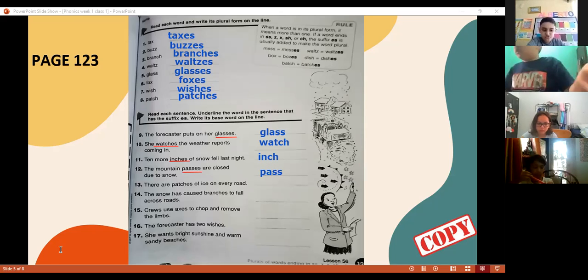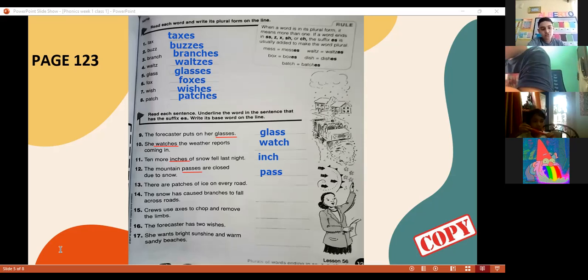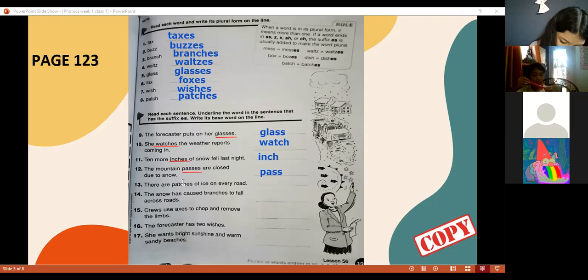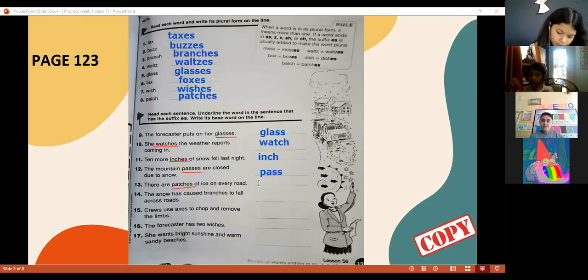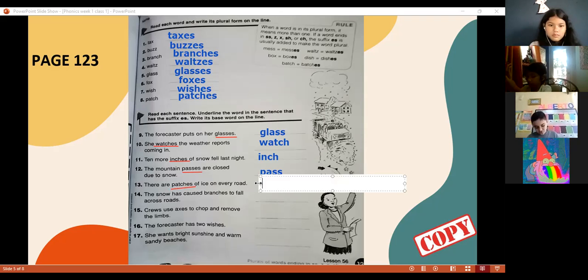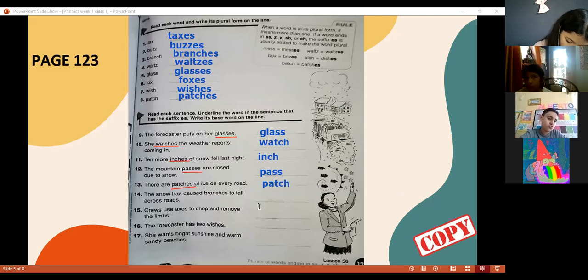Number 13. Let's continue. Number 13, Marcelo. There are patches of ice on Berry Road. Patches, excellent. And what is the base form? The singular. Patches is going to be without the ES. It's patch, just patch.